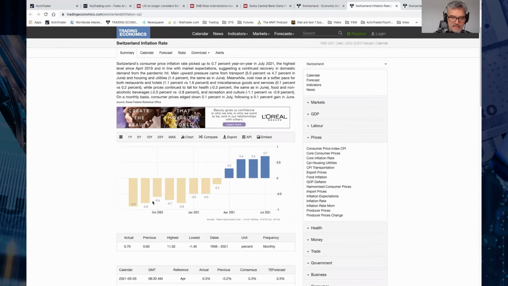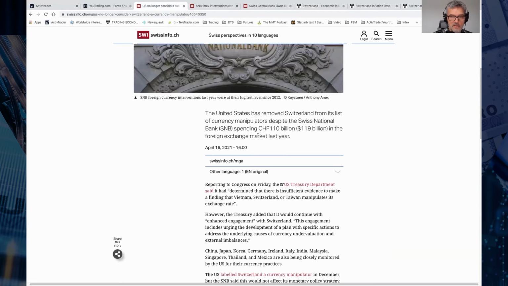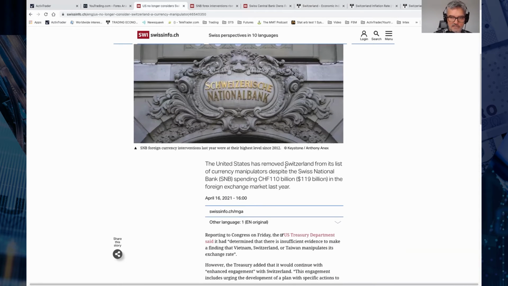you can see that since the start of the year, the actual inflation rate is starting to pick up. So they'll be starting to sort of monitor the markets and intervene, no doubt. So this year, the United States removed Switzerland from its list of currency manipulators, despite the Swiss National Bank spending $119 billion into the foreign exchange markets last year.